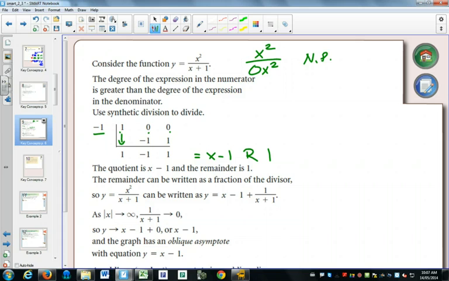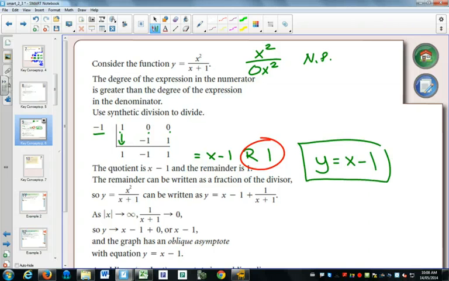It doesn't matter what your remainder is. You can ignore that. The equation of your asymptote will just be whatever you get when you divide. And that'll be the equation of our diagonal asymptote.